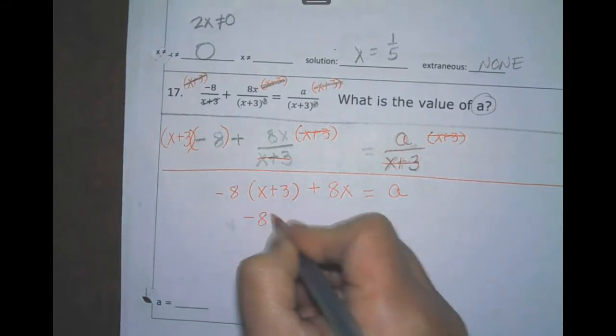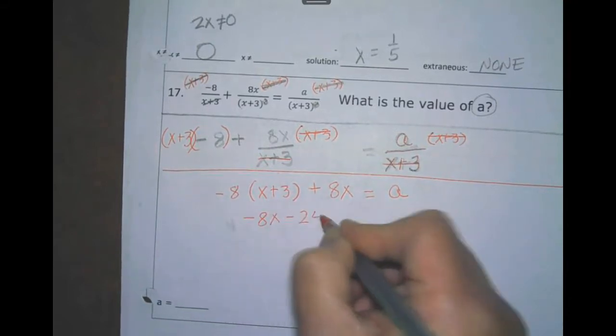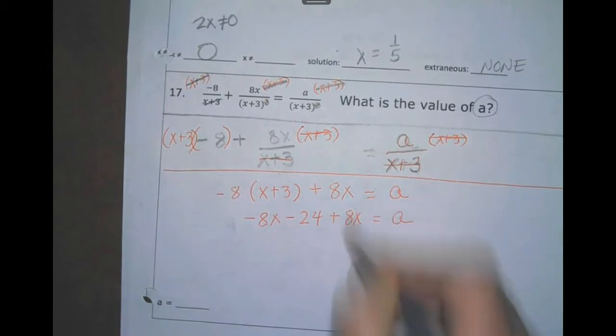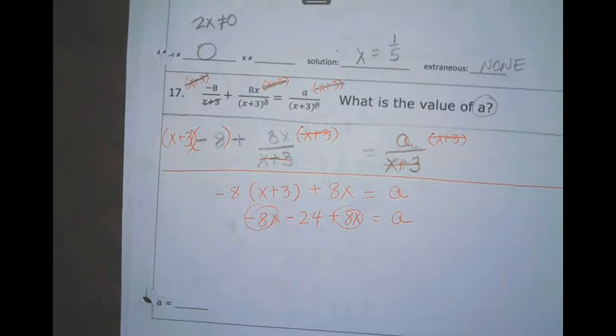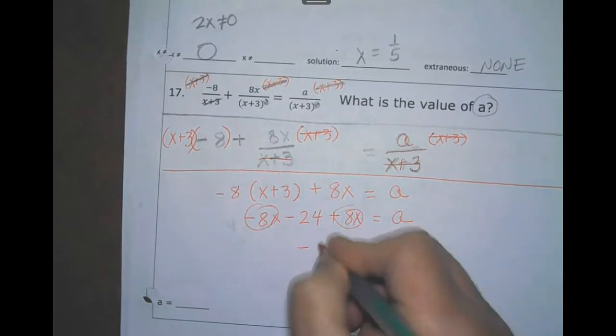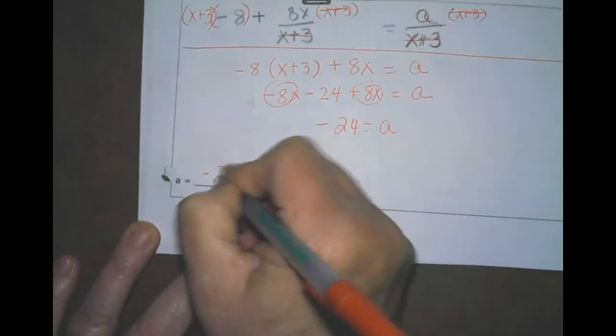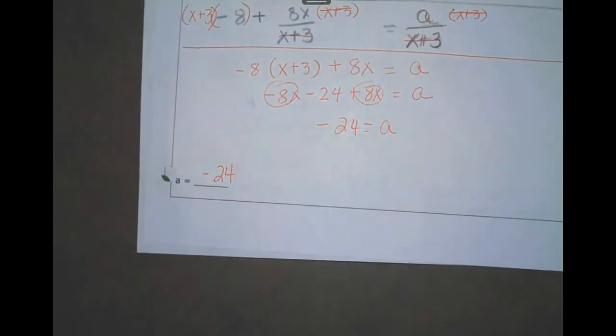Distribute the minus. When I combine like terms, those are on the same side of the equal sign, so those cancel out. And so a is equal to negative 24.